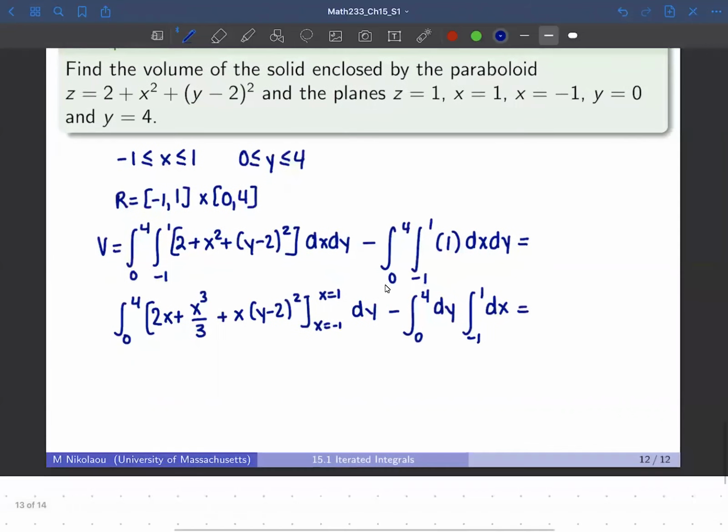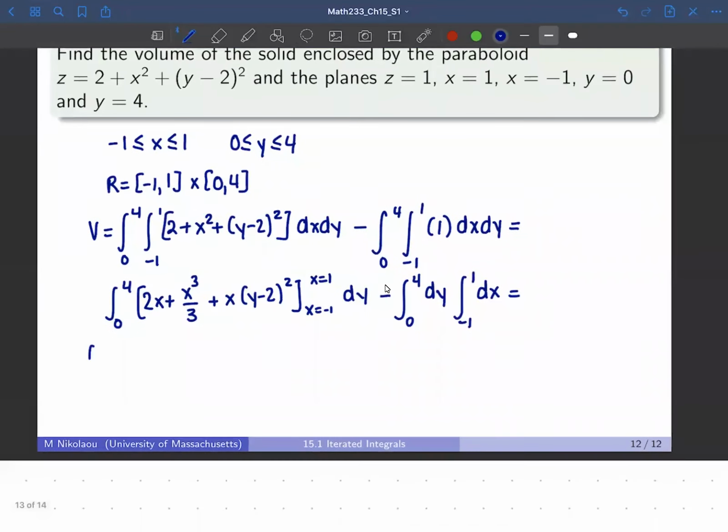So that would be equal to the integral from 0 up to 4, and setting x equals 1 will give us 2 plus 1/3 plus (y minus 2) squared, and setting x equals -1 will give us -2 times -1 is -2, minus 1/3, and then minus (y minus 2) squared times dy.